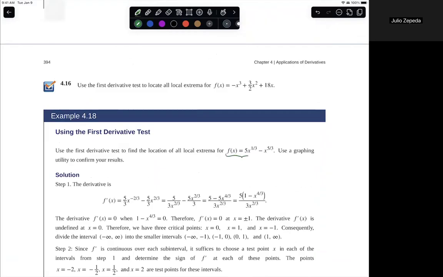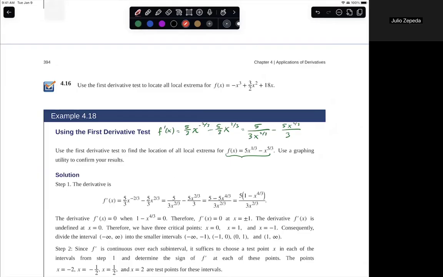So f of x is given here, and let's find the derivative. F prime of x is, we bring down the 1/3, so 5/3, x to the negative 2/3 minus 5/3 x to the 2/3. And so we need to do a little bit of algebra here. This is going to be 5 over 3x to the 2/3 minus 5x to the 2/3 over 3.